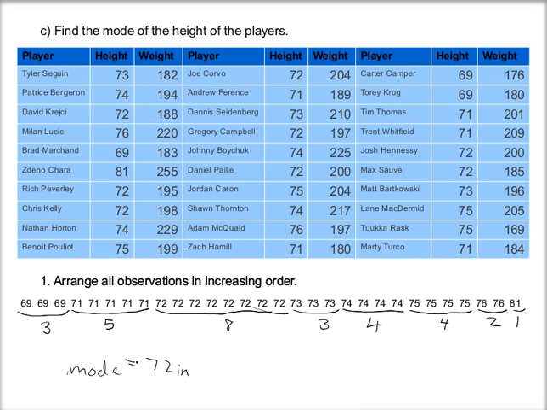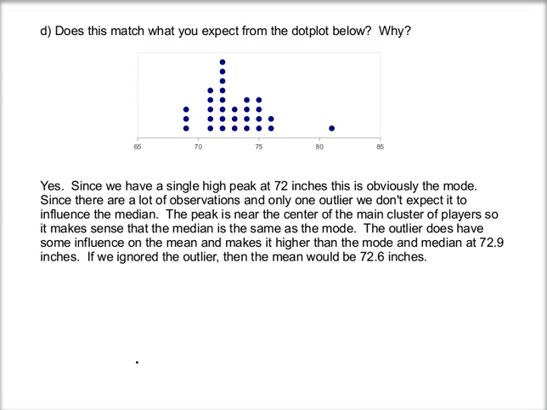So that's part C. So now I've found all of the different measures for center of the heights of the players. For part D, I'm going to go back and look at my dot plot from practice problem 5.3 and see if this matches what I expect from the numbers I just calculated. So I say yes, it does. And why does it match what I expect? Well, we have a single peak at 72 inches, and 72 inches was our mode, and it's obvious from the dot plot that 72 is the height with the most players.